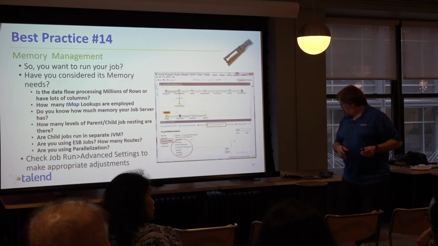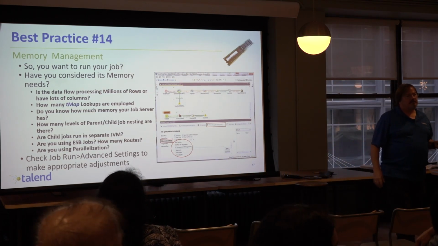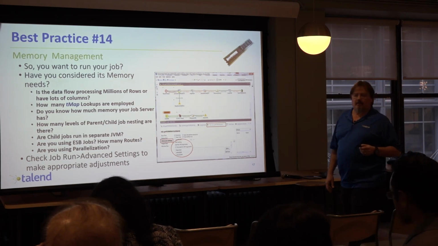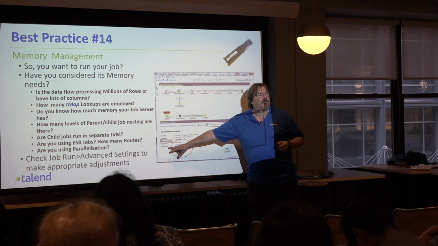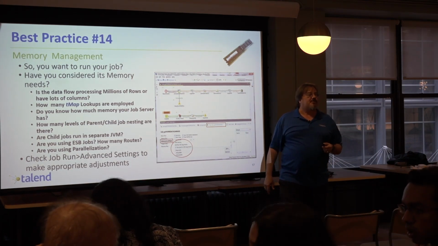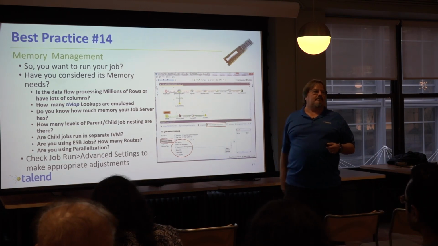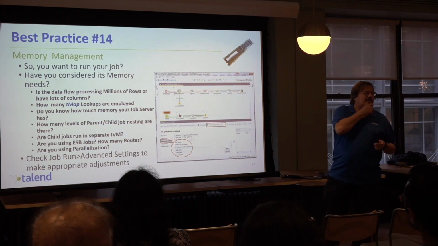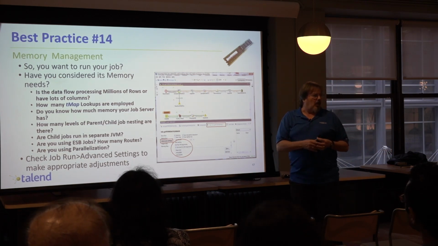Yeah? How would you know how many gigabytes of memory you need for a certain job? That's what the memory run tab will do. So you can run the job and it'll give you a graphical representation of how much memory is being used in your job. It's very nice. That was a new feature early last year, I think. So it's been around a little while.